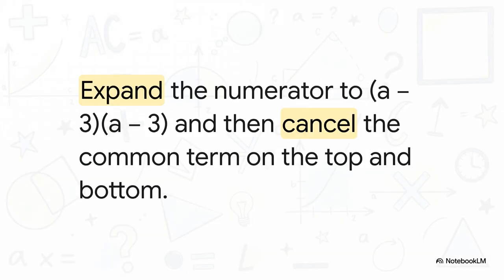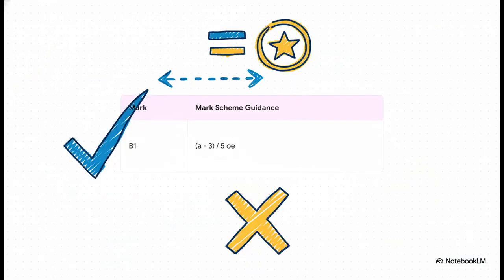Now, the first trick is just to remember what squared actually means, right? It just means something multiplied by itself. So (a − 3) squared is just (a − 3) times (a − 3). As soon as you write it out like that, bam, it becomes super obvious. You've got the same (a − 3) term on the top and on the bottom. And what do we do with those? We just cancel them out. Gone.